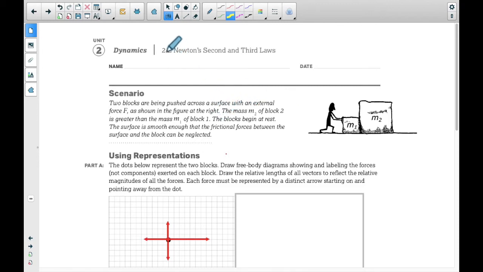Hi everybody, this video today is going to go through the AP workbook, through the problem on 2E. So let's take a second to read through the scenario.